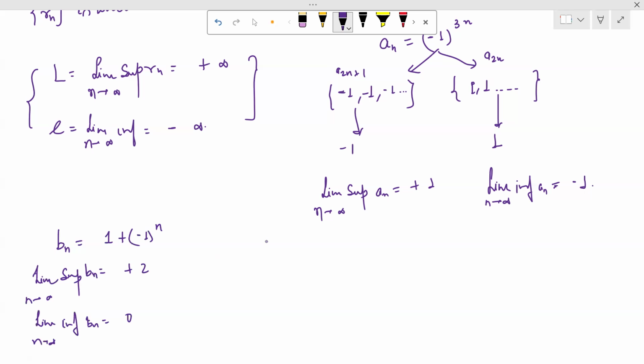Similarly, if you take another example, let us say cn, which is equal to n times (minus 1) raised to power n. Now here, this is an unbounded sequence. So where will it lead? Limit superior of cn would be equal to plus infinity, and limit inferior of cn would be equal to minus infinity. I hope it is clear till now.